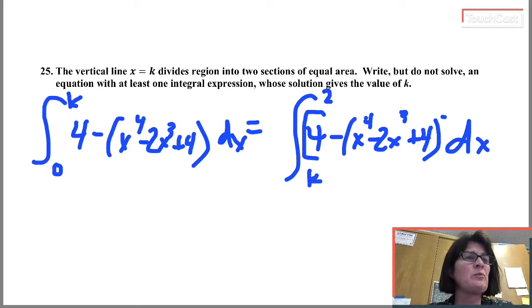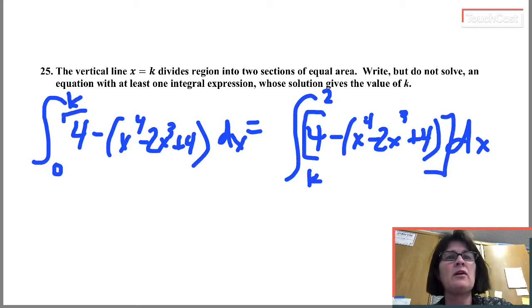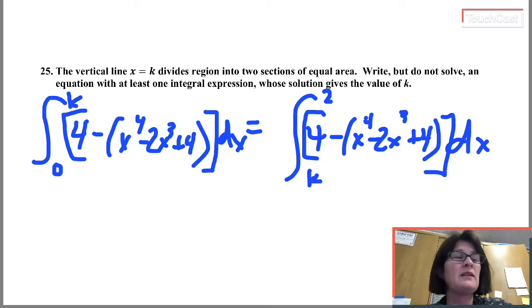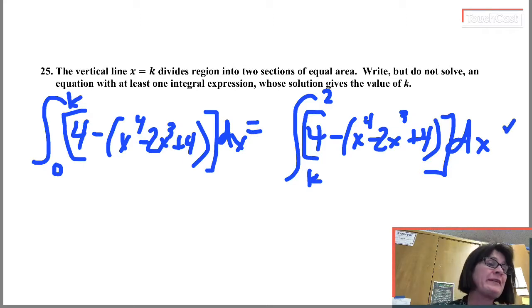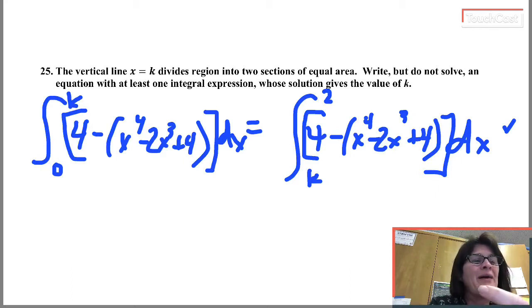Technically, that should get a pair of brackets so that the dx applies to all of it. They would never mark you down for that on the AP test, though. One possible final answer, not the only final answer, not the only possible integral equation you could write, but this one is definitely correct.